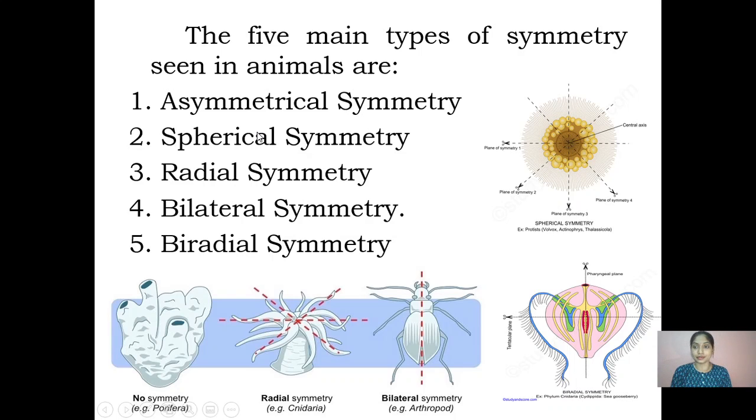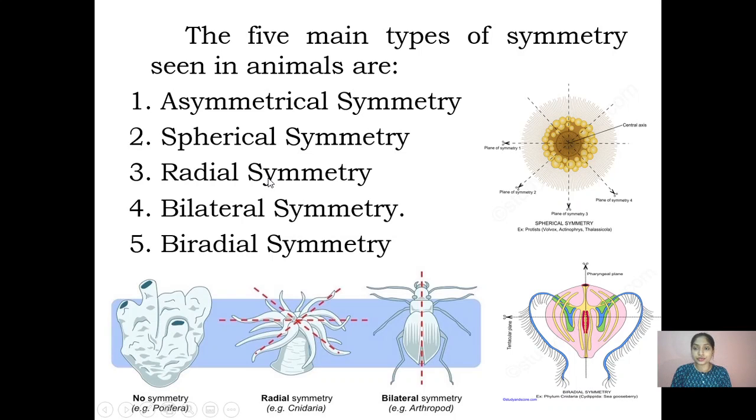Moving on to spherical symmetry. Here, I've taken the example of protists, that is the class which includes Volvox and Thalassicola. Here, it is mostly like a ball. If the plane is passing through the center of that ball, no matter in which direction it is passing through, we still get equal halves. Therefore, it is called spherical symmetry.